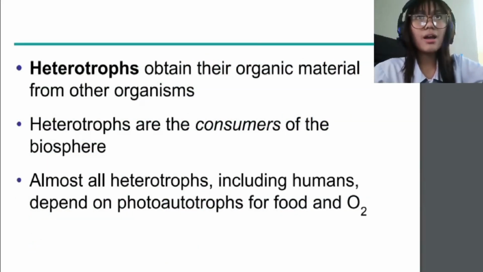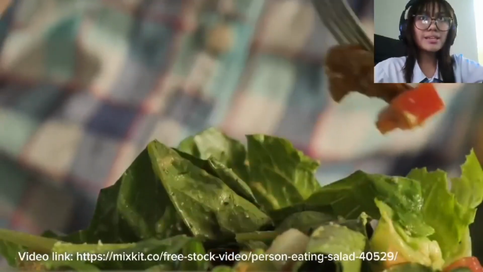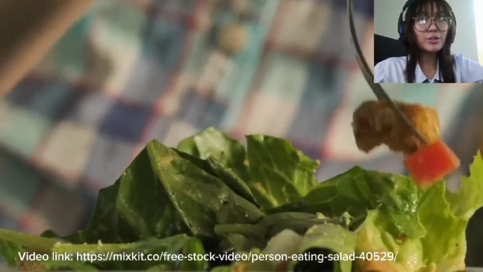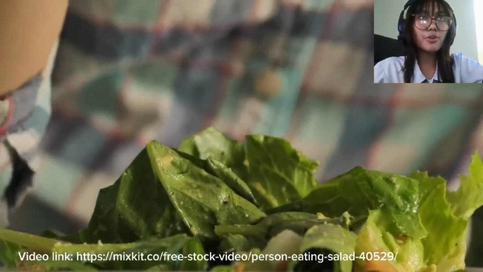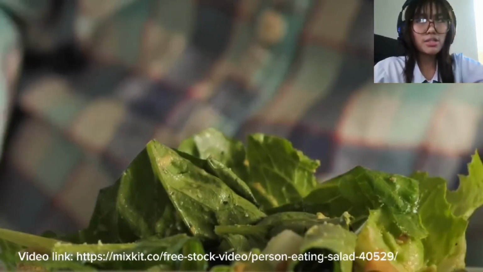On the other hand, heterotrophs obtain their organic material from other organisms. They are also known as consumers of the biosphere. Humans and animals are included as heterotrophs because we are dependent on photoautotrophs for food and oxygen.